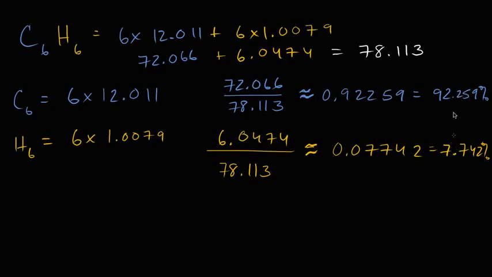7.742%, and these roughly do add up to 100%. So most of the mass here, even though you have an equal number of carbons and hydrogens, is from the carbons. A little over 92% of the mass is from the carbons.